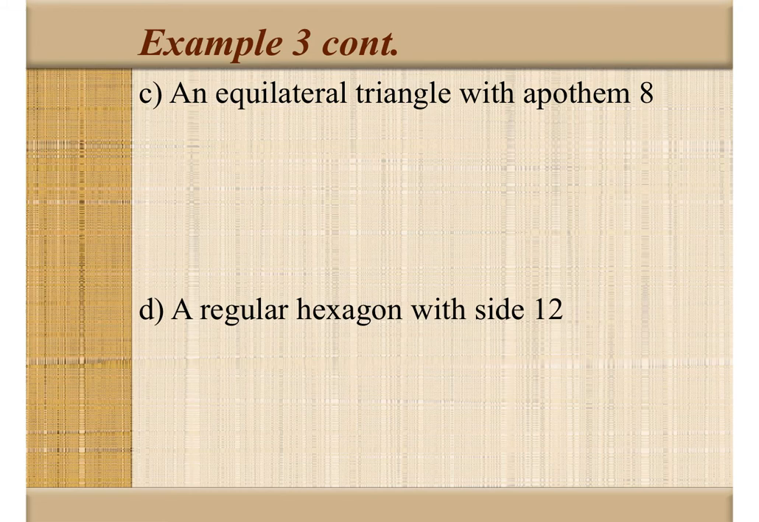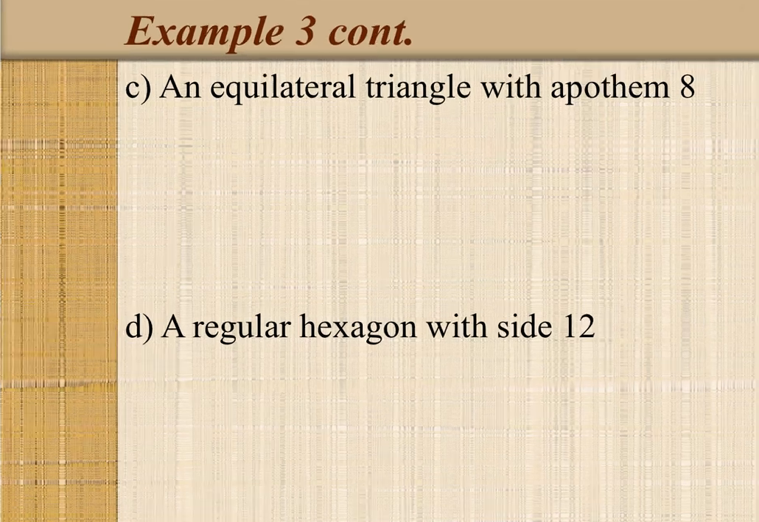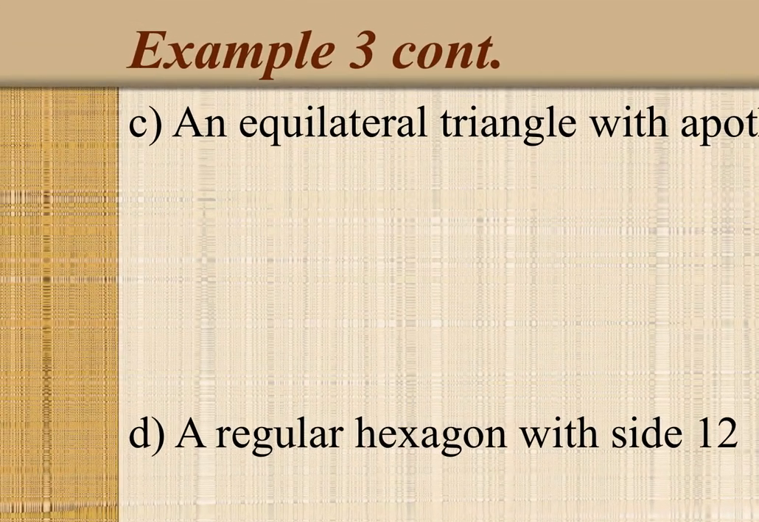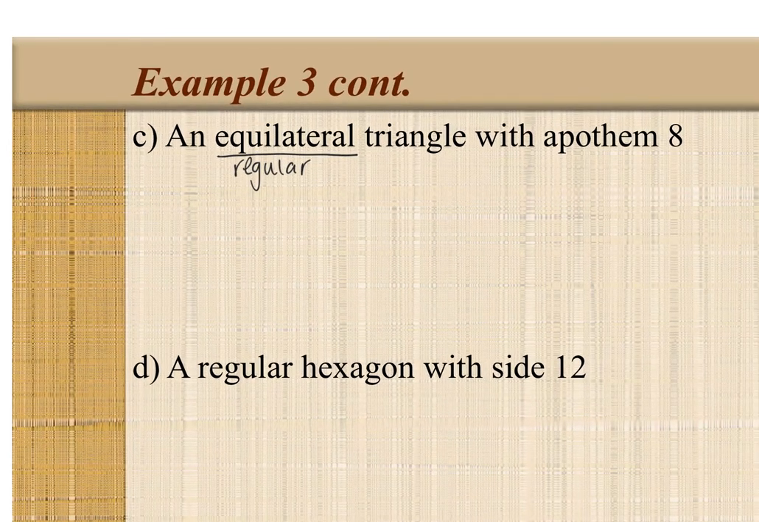All right, one more example. An equilateral triangle with apothem 8. Equilateral means what? All the sides and all the angles are equal. Therefore, we can say it's the same as regular, right? All right, so it's a regular triangle. How many sides does a triangle have? N equals 3. And our apothem is 8.